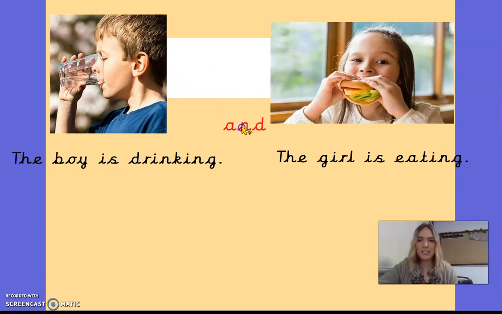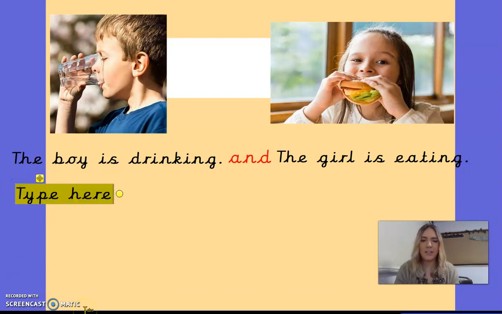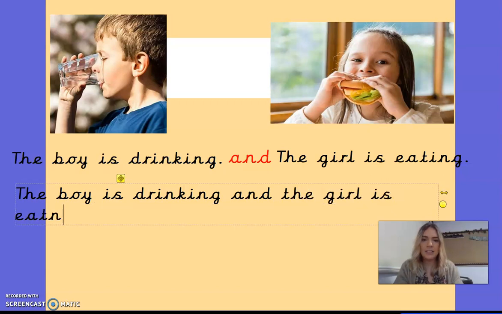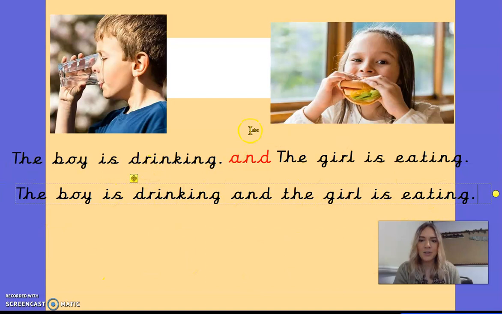So I've written my two simple sentences, but of course I want to join them with the word and. So I'm going to rewrite them, and I would like you to do the same afterwards. So I'm going to rewrite my sentence. The boy is drinking. Oh, what's happened? And remember, I don't need my full stop because I'm not ending my sentence. And the girl is eating. And there I need my full stop because it is the end of my sentence. I have formed a compound sentence using two simple sentences. Can you pause the video and have a go?